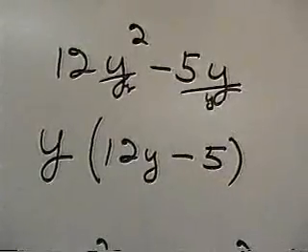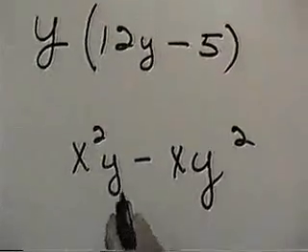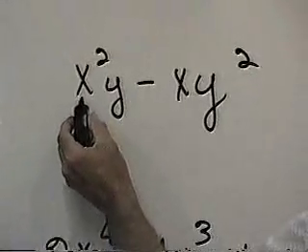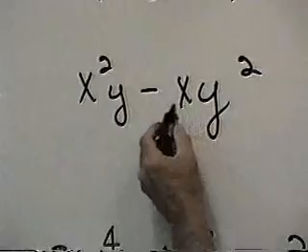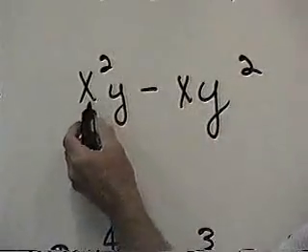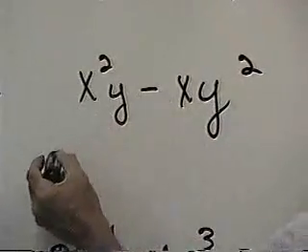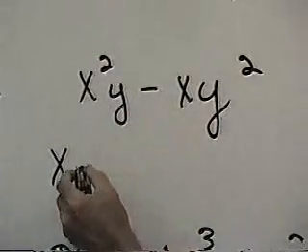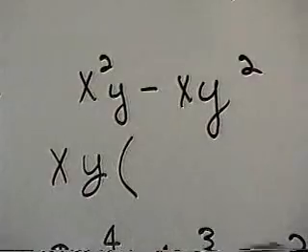All right, next example. Number 5, problem 5 here. What letters can I take out of both of these? Can I divide out? Well, I've got an x in both of them, so I'll divide an x out. I have a y in both of them, so I'll divide a y out. And now what does that leave me?